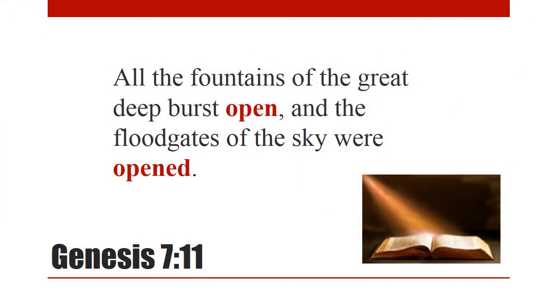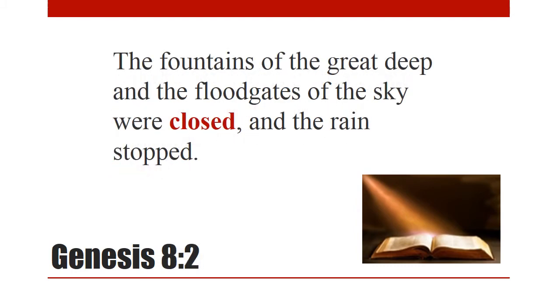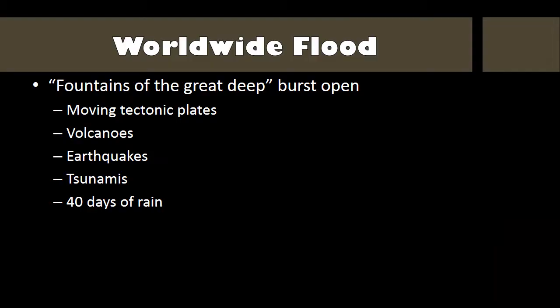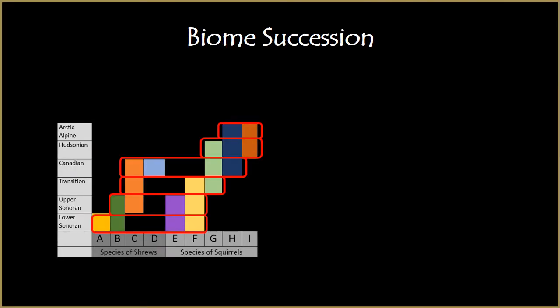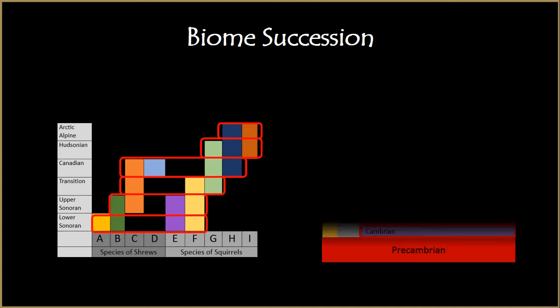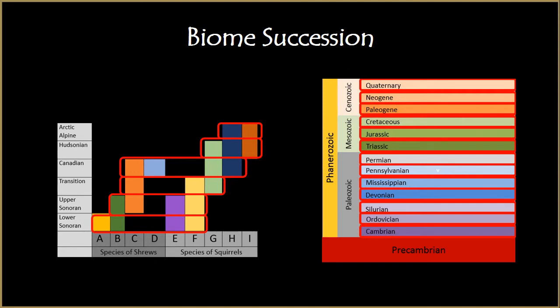It's important to remember that the Genesis flood was much more than 40 days of rain. The Bible tells us that all the fountains of the great deep burst open, and the floodgates of the sky were opened. And they were not closed again for 5 months. It is likely that the flood involved moving tectonic plates, volcanoes, earthquakes, and tsunamis in addition to the 40 days and nights of rain. If a worldwide flood like that were to happen today, we would expect a succession of biomes to be buried in a predictable order as the floodwaters rose. The succession of fossil communities in the geologic column is consistent with what could have happened during the flood.